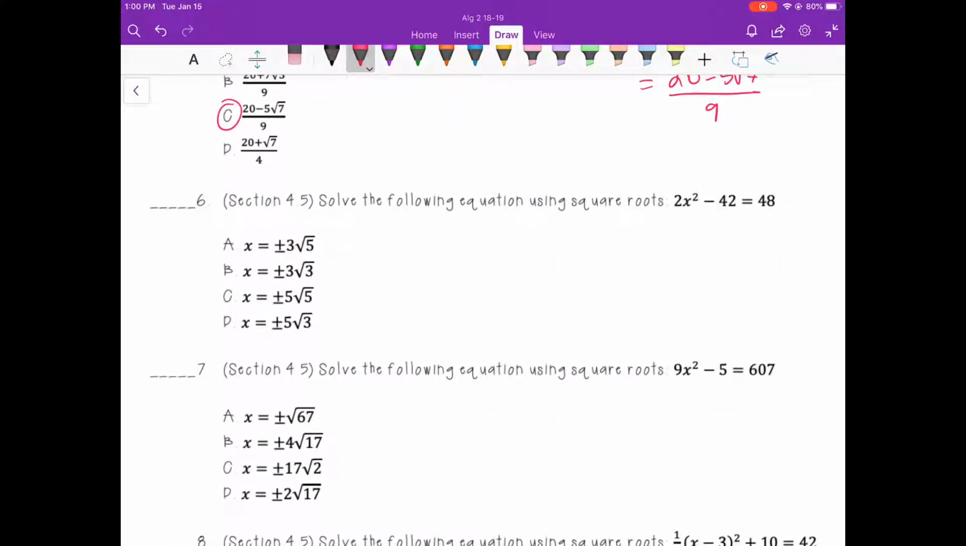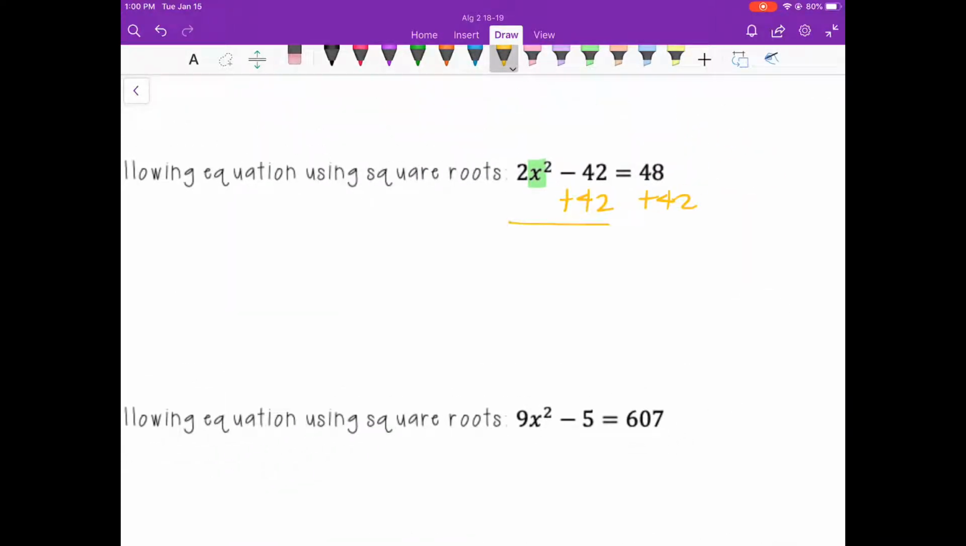Example 6, solve using square roots. So when we solve by square roots, we want to get everything onto the other side, away from our x. We do that just like we solve linear equations, first by adding or subtracting and then dividing. So we're going to add 42 to both sides first. And then we are left with 2x squared equals 90. Divide both sides by 2. X squared equals 45. So then x equals the plus or minus square root of 45.